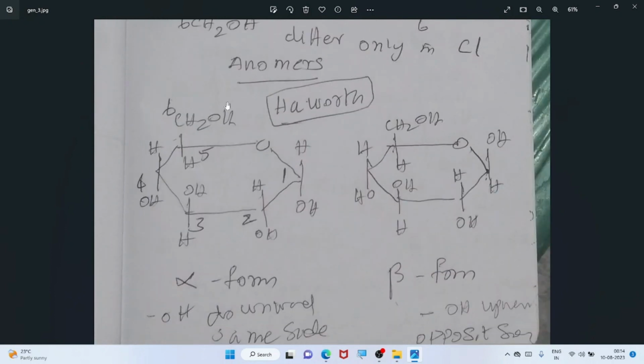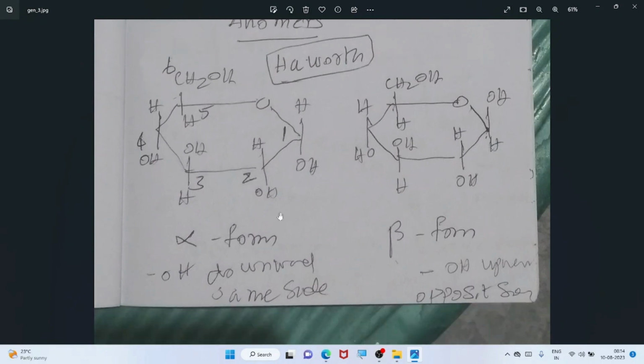This is the same glucose, but drawn in a cyclic form like this. This is called the Haworth structure, with alpha form and beta form. When these OH groups are on the same side, they are called the alpha form, that is, OH is downward, alpha form. When the OH group is on the different side, this is the beta form, with OH upward here. This is the anomeric carbon atom. Here the OH group is downward, here the OH group is upward. This carbon atom is after the oxygen.